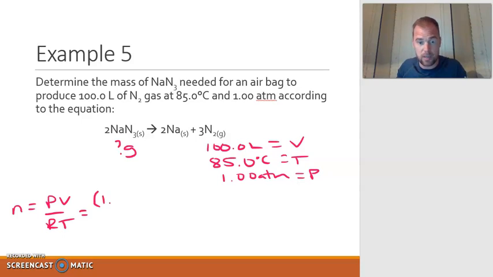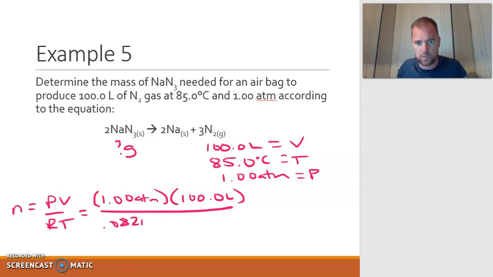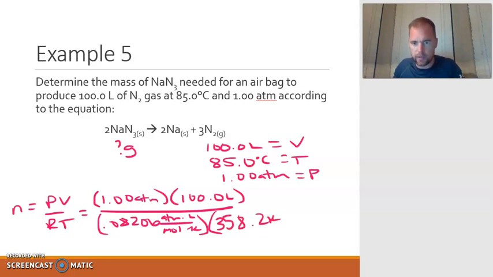Pressure, nicely, it's given to me already converted, 1.00 atm. Also, volume is already in liters. That's nice, so I don't have to convert that. Gas constant, 0.08206 atm liter over mole Kelvin. And then finally my temperature. That's the only one I do have to calculate. 85.0 plus 273.15, keeping one decimal place, 358.2 Kelvin.